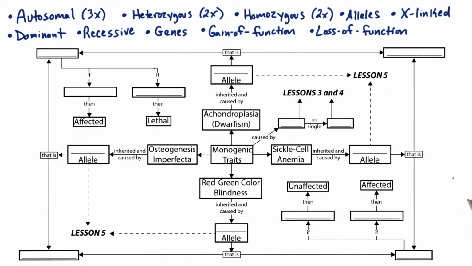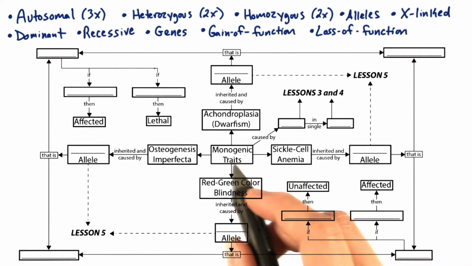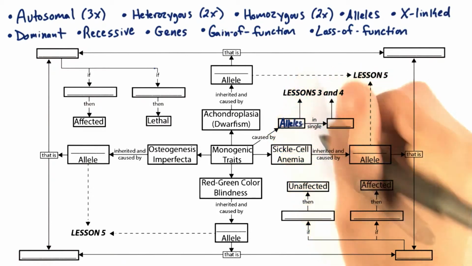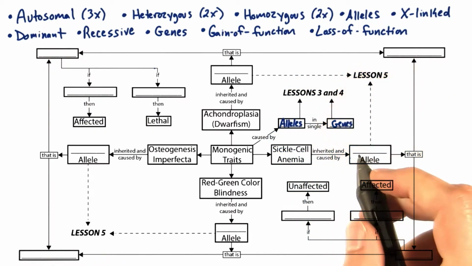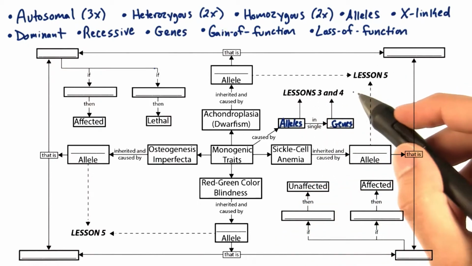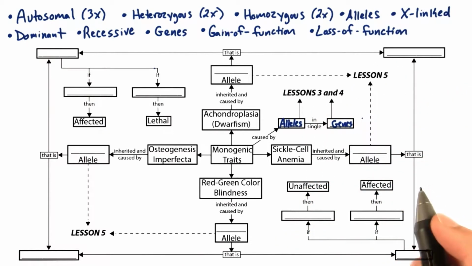Okay, hopefully you learned a whole lot in this lesson and you had no real trouble filling out this concept map. Let's actually start here in the center, monogenic traits, and we'll just say that they're caused by alleles in single genes. And we learned about alleles and genes more in lessons 3 and 4, so if you want a refresher, you can go back there.